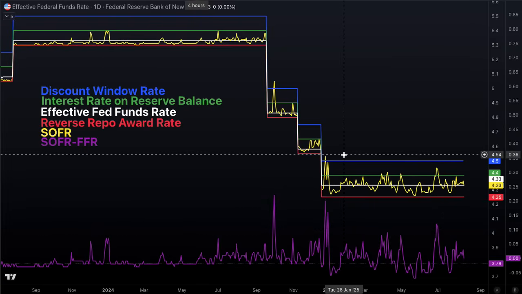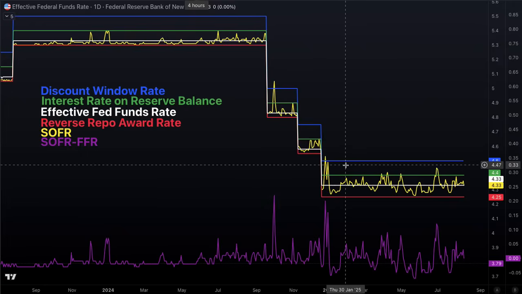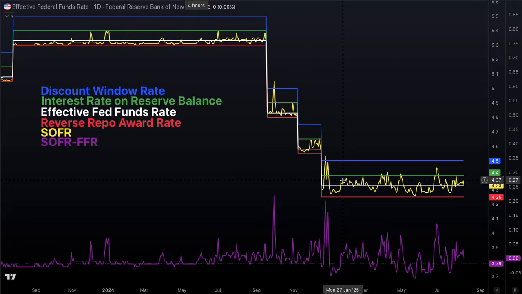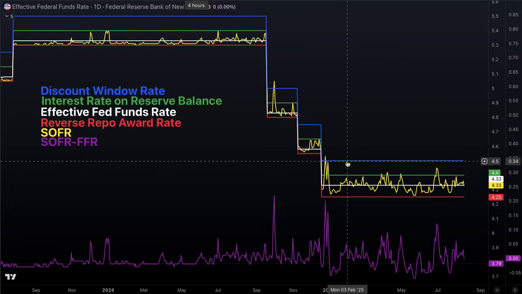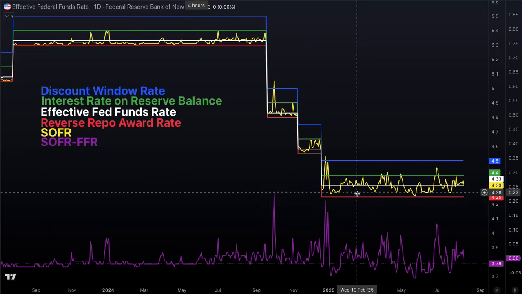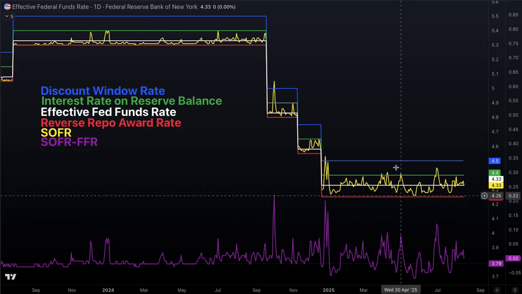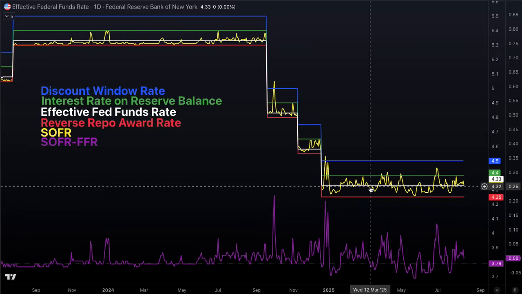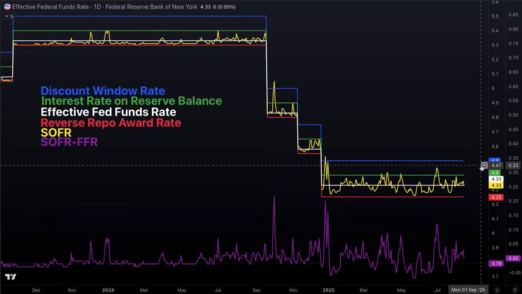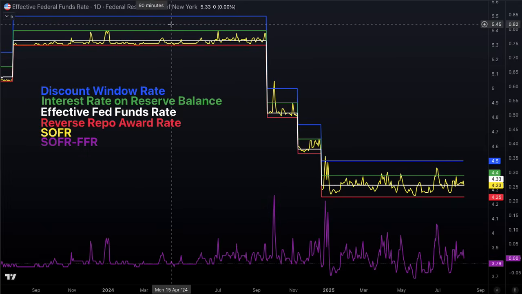Well, the point here is the Fed is not really setting a price for the dollar like most people think. When they cut their interest rate or raise their interest rate, they are actually moving a range. That is how they actually get the Fed funds rate. At the upper bound of the range, they have the discount window rate. And then at the lower end of the range, they have the reverse repo award rate. This is the range that they use to set the price of the dollar. So we can see the discount window rate is at 4.5, and the reverse repo, which we were just looking at, is at 4.25. So there's a bit of a spread there.